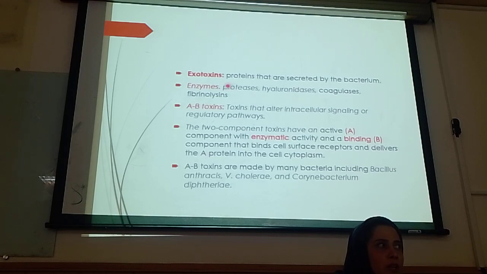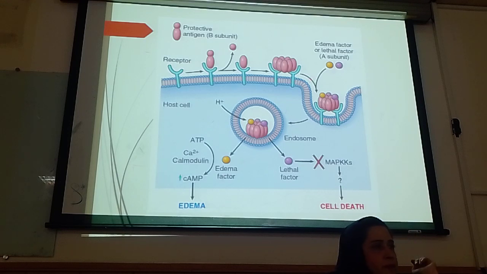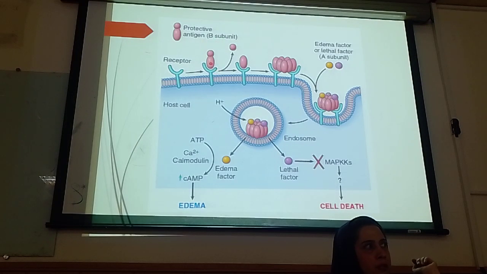And we said we have also exotoxins, yes? Which are proteins that are secreted by the bacteria. They may be enzymes and they may be toxins. Toxins have two components: an active component which has the enzymatic activity, called component A, and a binding component. It binds the cell surface receptors and delivers A protein into the cell. For example, here you see anthrax toxin. It is the B subunit which helps the A subunit enter the cell. And after that, the A subunit will, for example, lethal factor will cause cell death, edema factor will cause edema, and things that you know better.